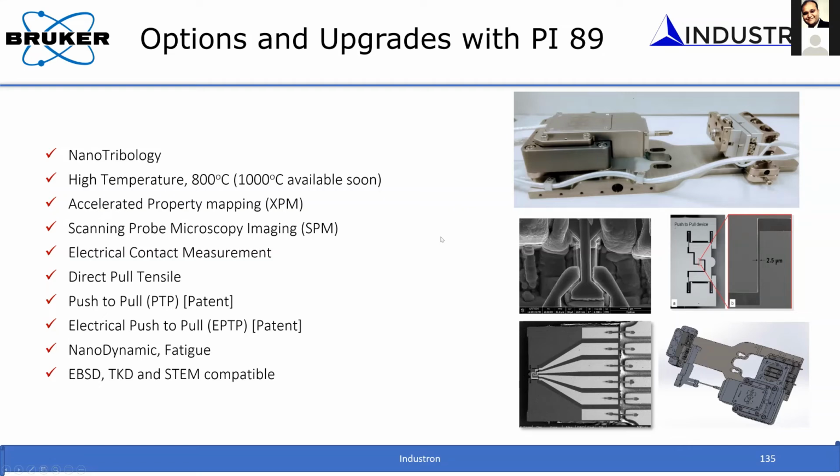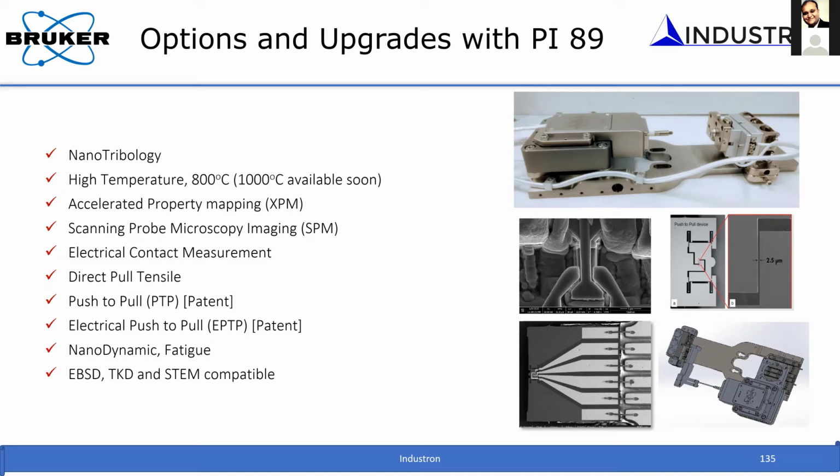So it's useful if you want to map a property over a surface area, especially for a two-phase material. And doing that inside the SEM is very useful because, for example, in the SEM you have this EBSD detector. You can map the crystallographic orientation, then do this fast indent to map the mechanical properties, and then compare the EBSD map with the mechanical property map.